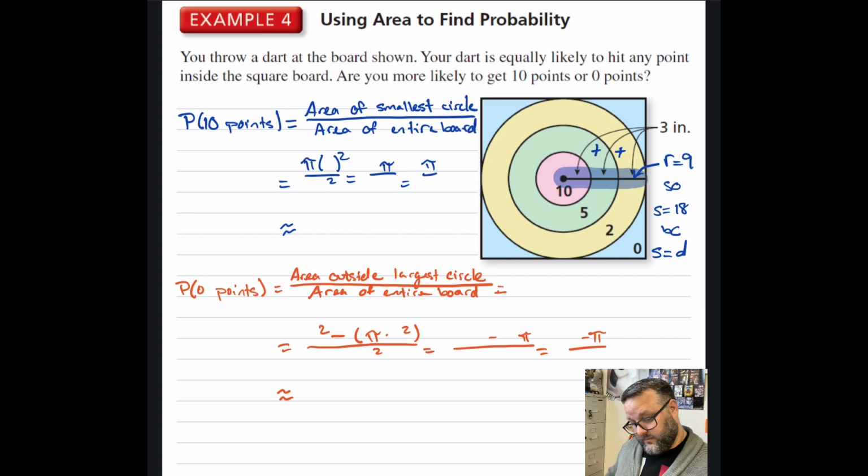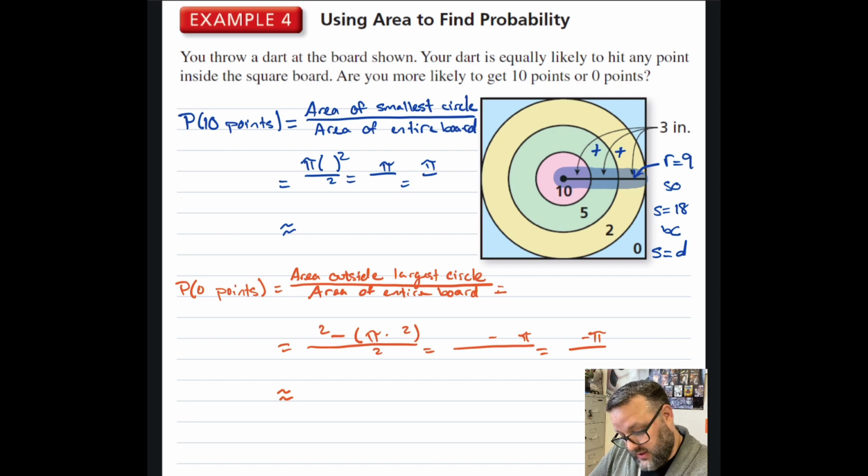All right, you throw a dart at a board. If you've ever played darts, it's a square, usually has some outliers, but then the actual dartboard is a bunch of circles that get smaller. Your dart is equally likely to hit any point. That means when you throw it, you're just as likely to hit any one point as another. Are you more likely to get 10 points or 0 points?